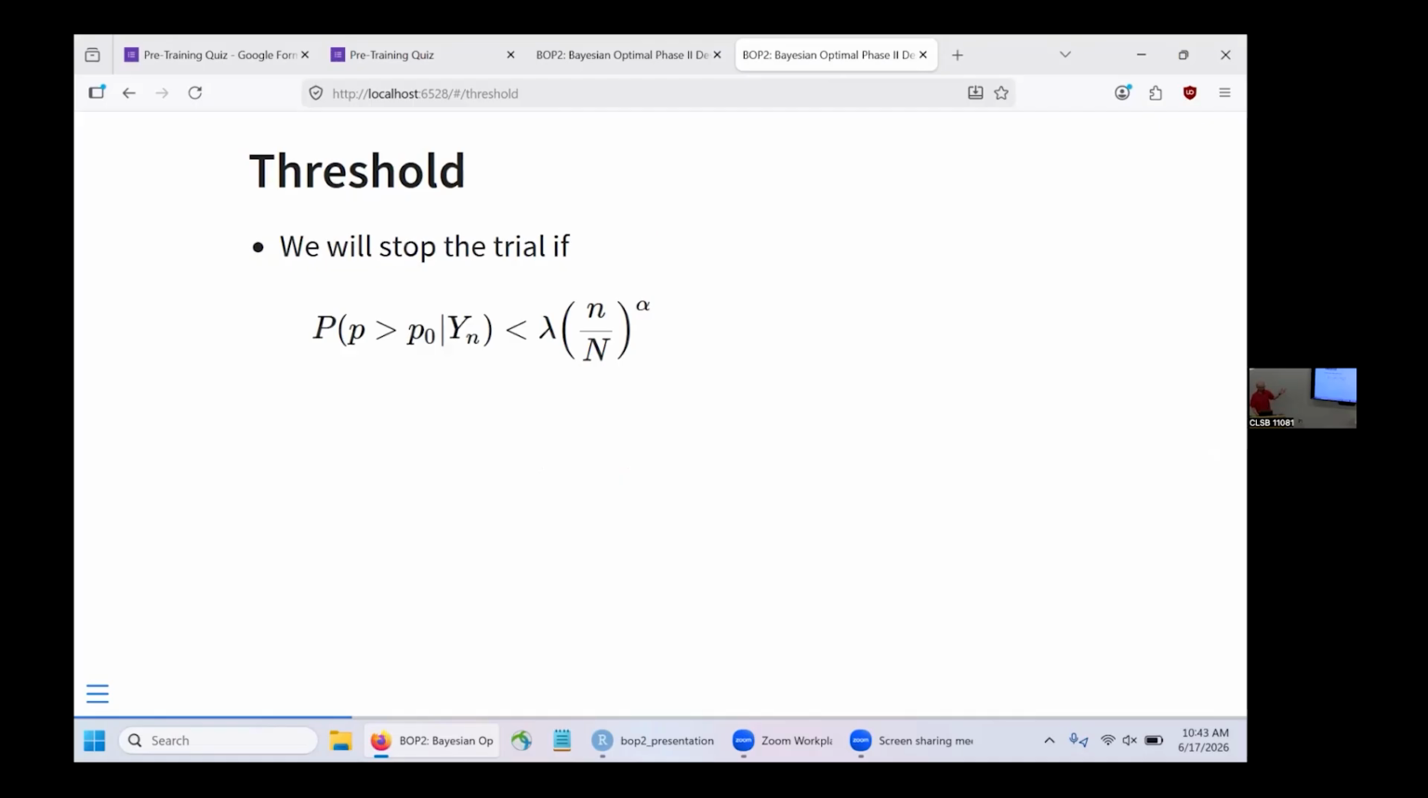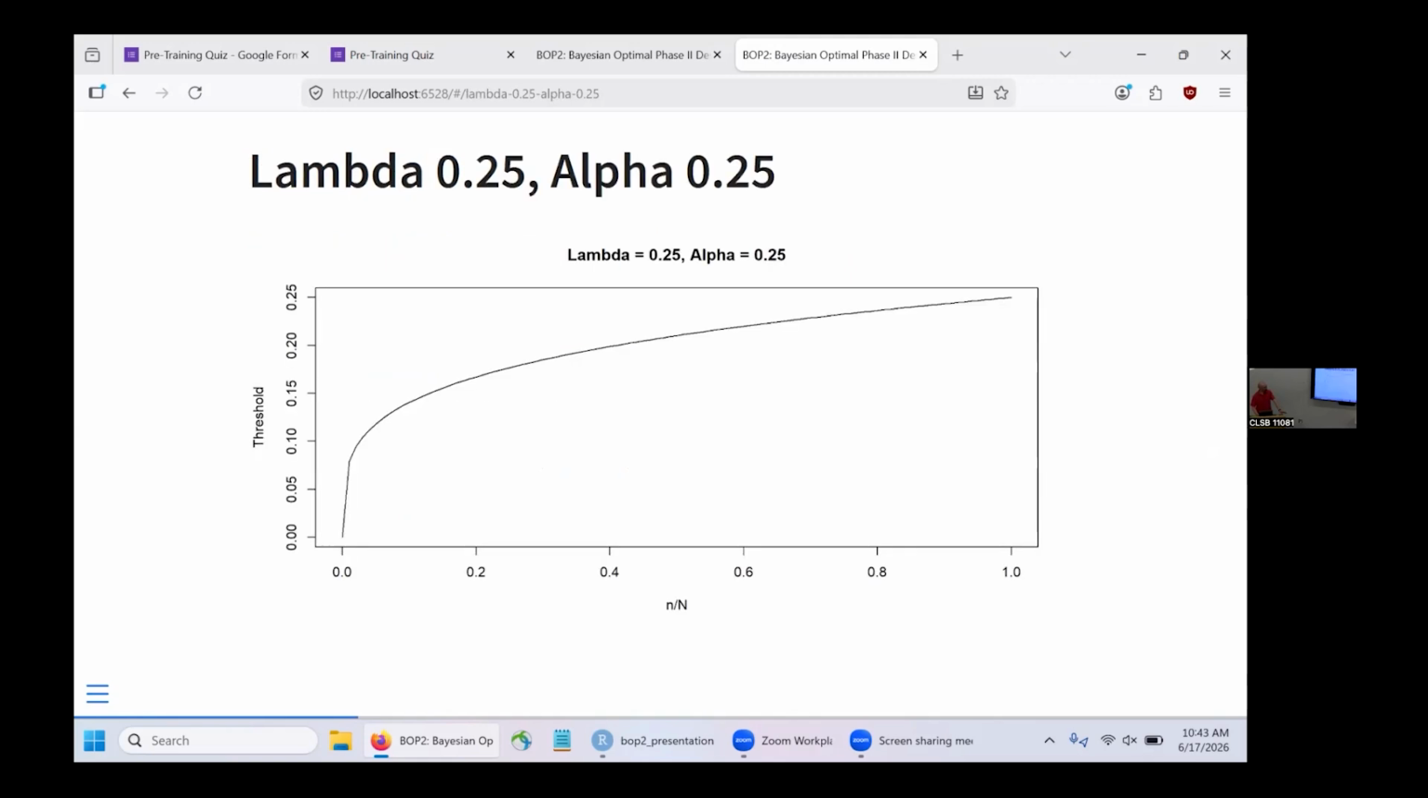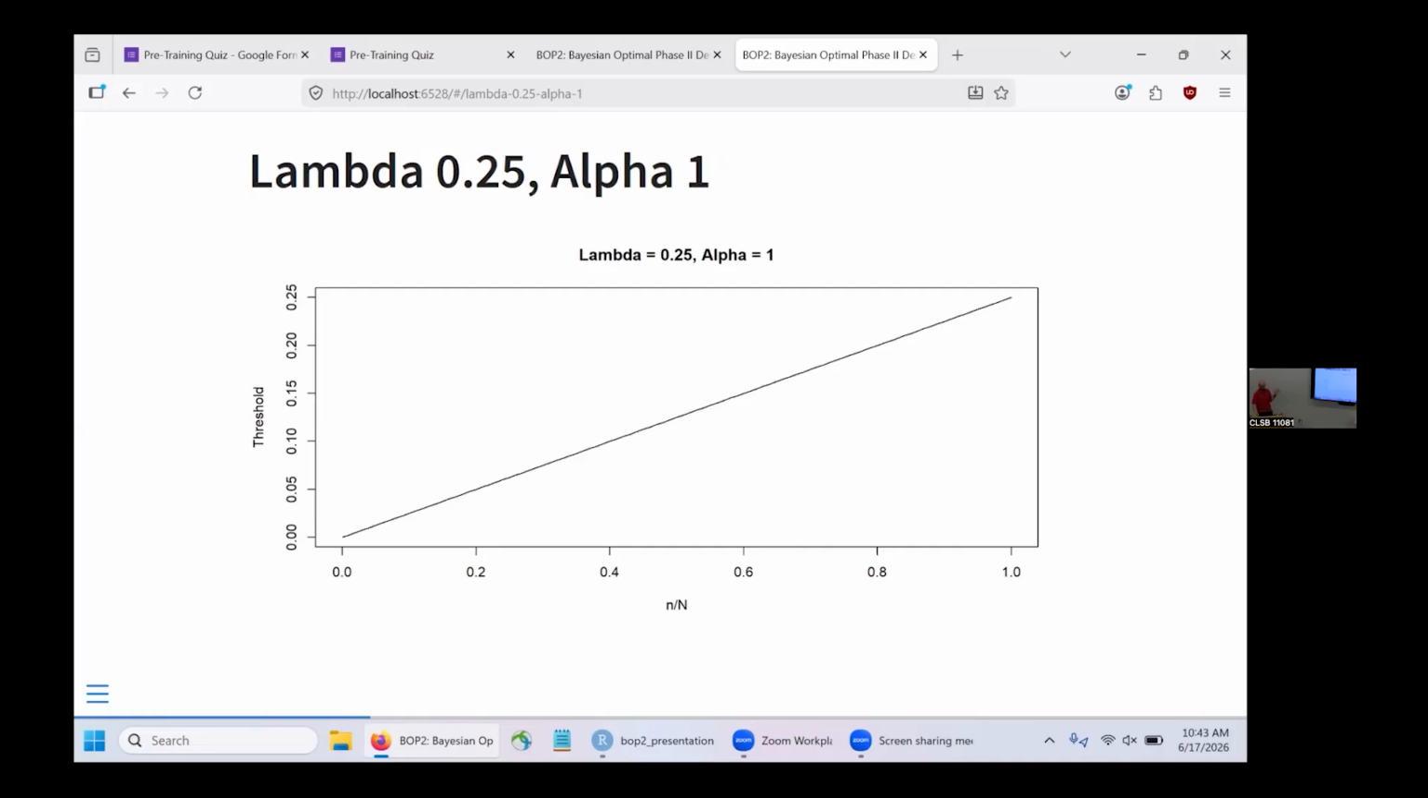I don't intuitively have an understanding for what that thing looks like, so I'm going to plot it for us. I'm just going to choose some values of lambda and alpha. Here we have lambda and alpha both equal to 1/4. On the x-axis, we have little n over big N ranging from 0 to 1, and on the y-axis, we have the threshold itself. So you can see this is lambda 0.25, alpha 0.25. I'm going to keep lambda at 0.25 and change alpha to 1. We get this line. Then I'm going to increase alpha again, this time to 4, and we get this curve. So this is what happens when we change alpha.